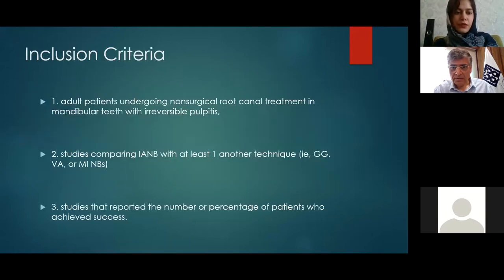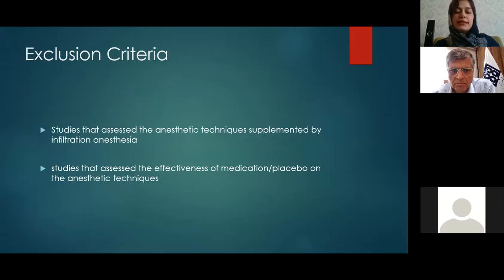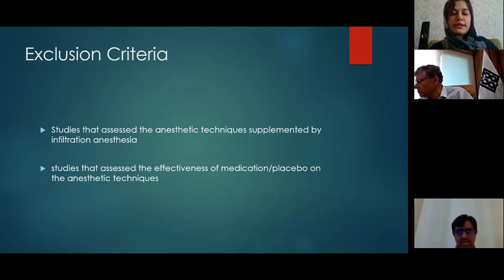Yes, please. The inclusion criteria are adult patients undergoing non-surgical root canal treatment in mandibular teeth with irreversible pulpitis, studies comparing inferior alveolar nerve block with at least one other technique, and studies that reported the number or percentage of patients who achieved success. Studies that assessed the anesthetic technique supplemented by infiltration anesthesia are excluded, and studies that assessed the effectiveness of medication, placebo, and anesthetic techniques are excluded too.